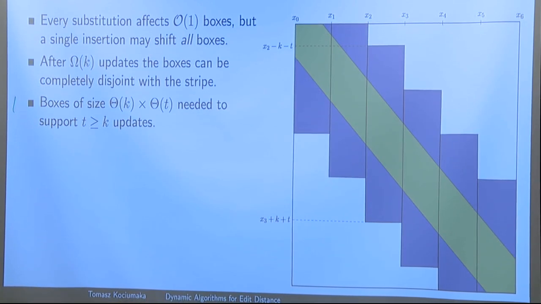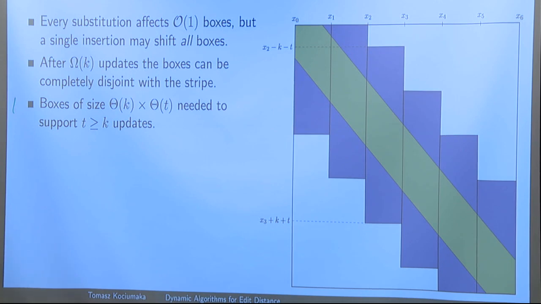So now, if you want to prepare an algorithm being able to support t updates in its lifetime, we need to make the boxes significantly taller than they used to be for substitutions only. So the height of each box needs to be not theta of k, but theta of k plus t. And then we can still use the previous algorithm as a black box just because the algorithms also already support insertions and deletions.